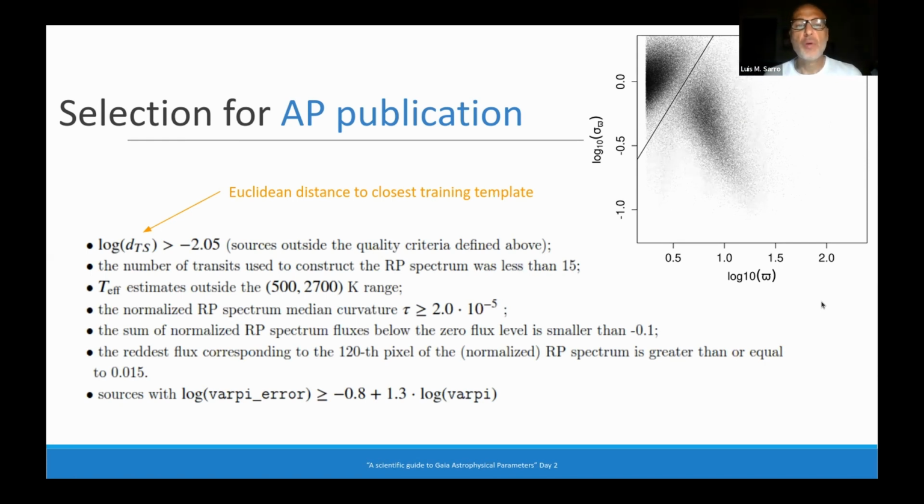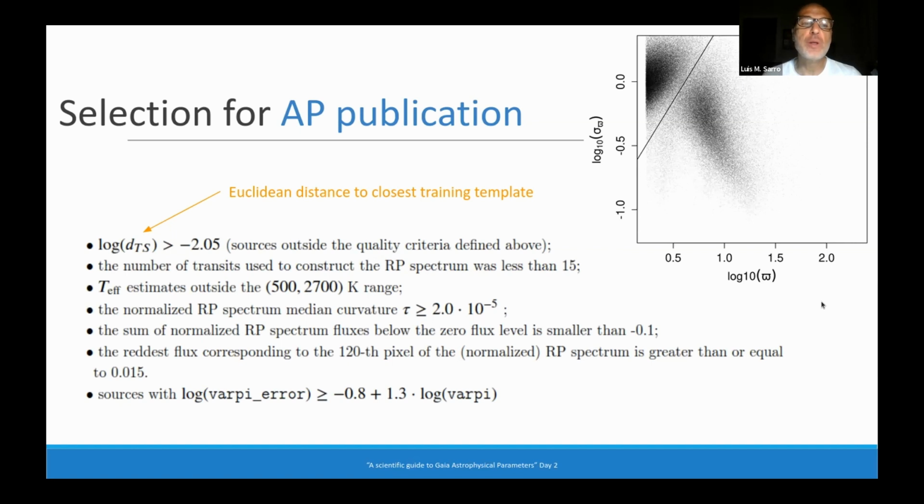Now, the sum of the normalized RP spectrum fluxes below the zero flux level: you may know that you can get some RP spectra with, of course, negative values of the flux. This is understood in terms of data reduction, continuum subtraction, etc. But we require that in this normalized version of the RP spectrum, where the sum of the fluxes was 1, the fraction of negative fluxes was less than 10%.